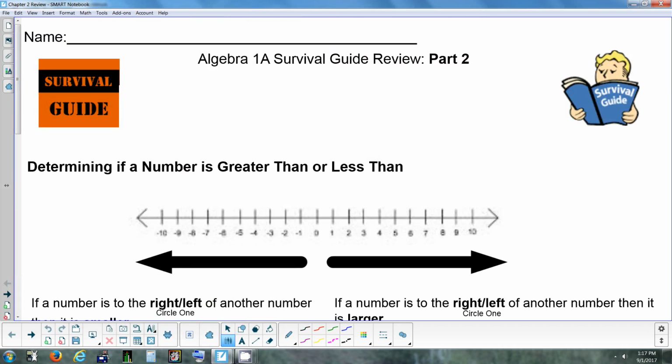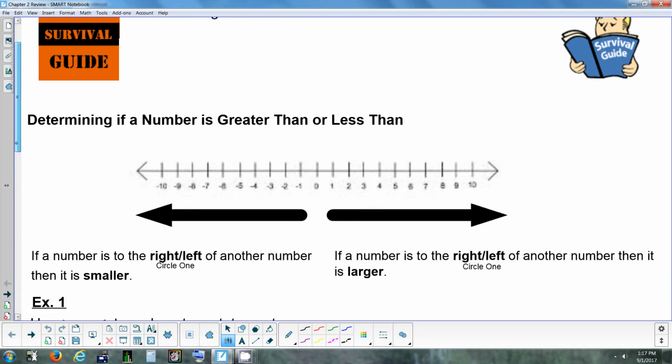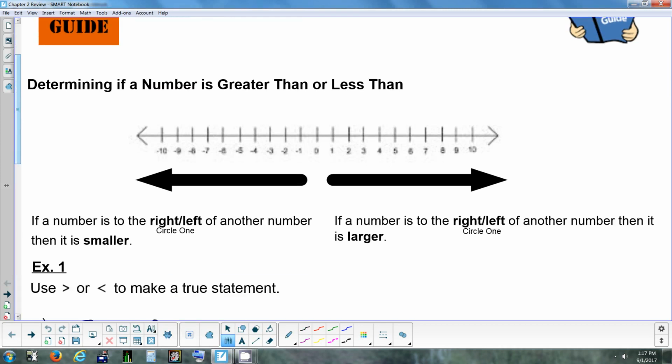Did everybody get part 2? Where is that? Again, I'll just have to make up examples as we go, because we lost our examples from last year. I'm not sure where they went.